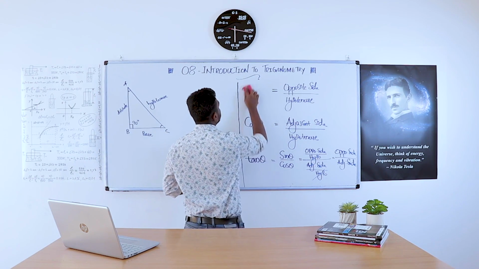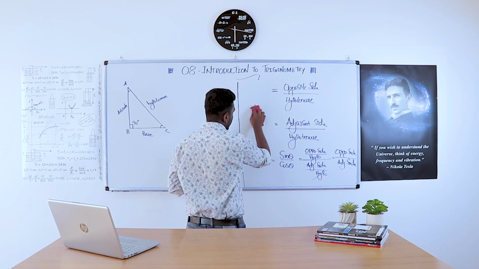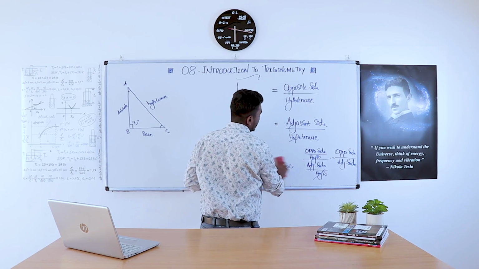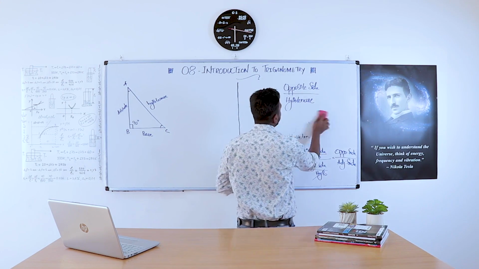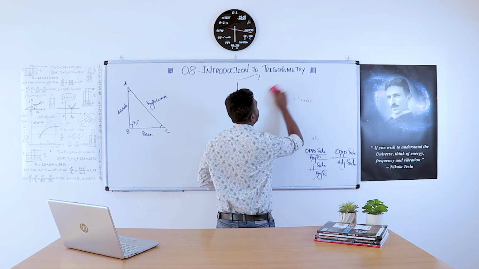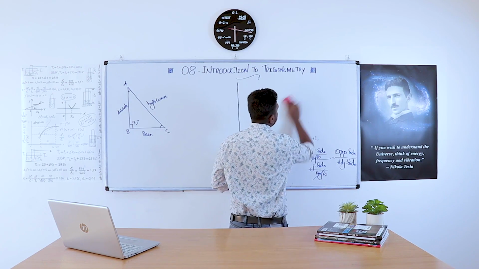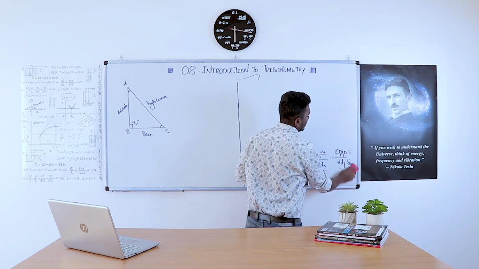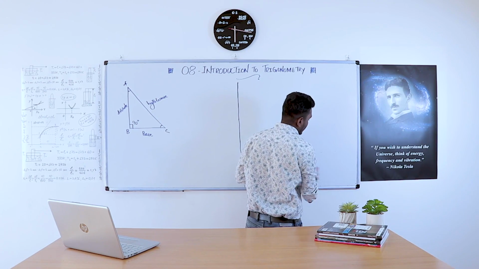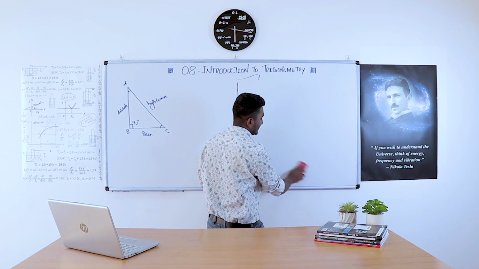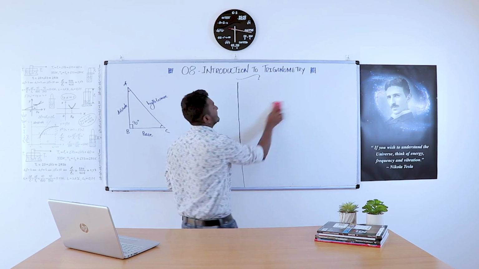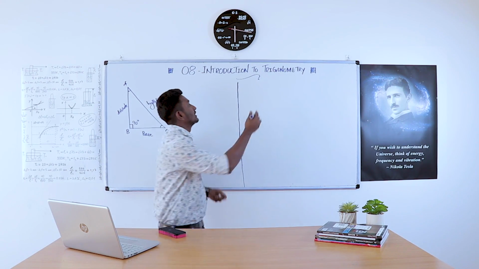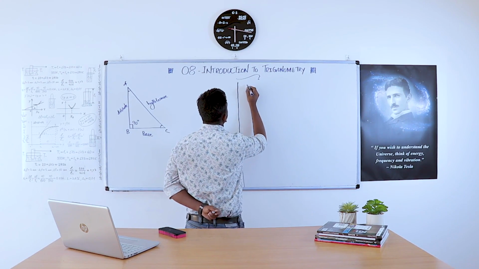Now moving to the reciprocal functions. We have three reciprocal functions: cosec, sec and cot. Sin, cos, tan, cosec, sec, cot. These are the 6 trigonometric functions. Among these, the first 3 are basic functions and the next 3 are reciprocal functions. So the first reciprocal function is cosec.